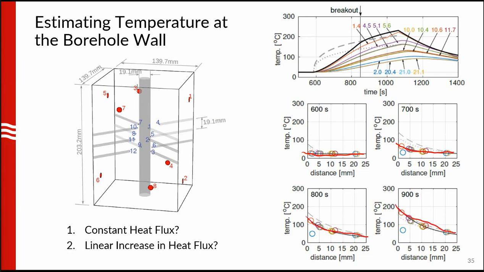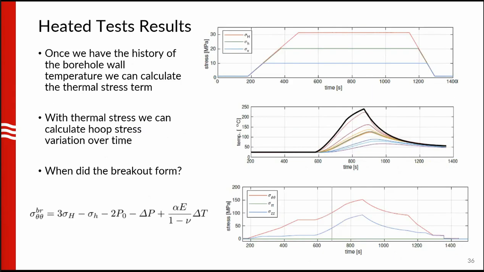We try to do a thermal conduction modeling to see what kind of boundary condition explains this temperature distribution. We tested constant heat flux. We also tested linear increase in heat flux. Turns out linear increase in heat flux is what best explains this temperature distribution. So using that solution, we can back out what the temperature at the borehole wall is.